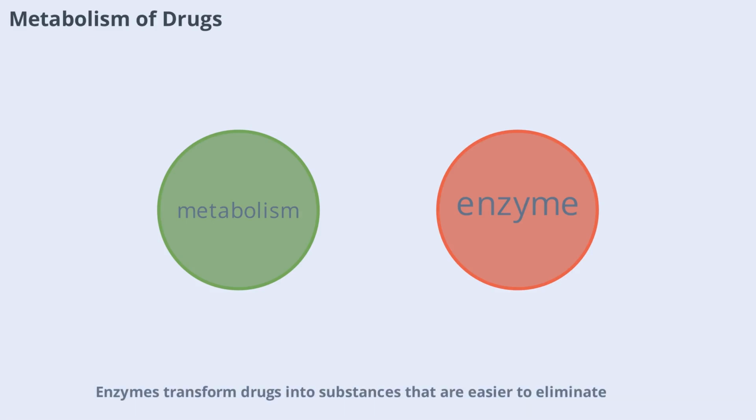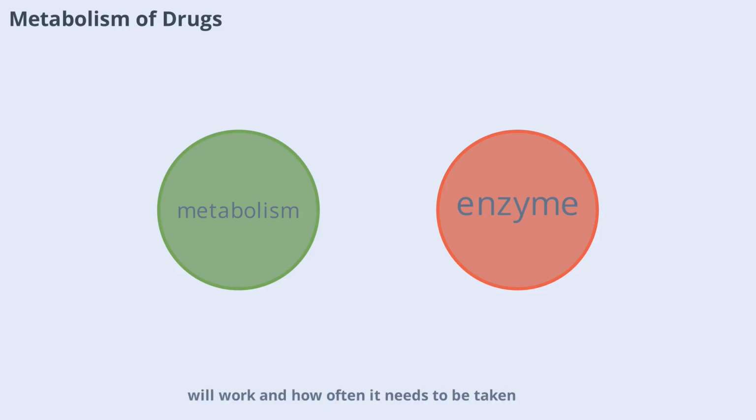Metabolism refers to how the body breaks down drugs, usually in the liver. Enzymes transform drugs into substances that are easier to eliminate. This process can activate, deactivate, or even create new effects from the original drug. The speed of metabolism varies among individuals, influenced by genetics, age, and other medications. Understanding metabolism is key to predicting how long a drug will work and how often it needs to be taken.